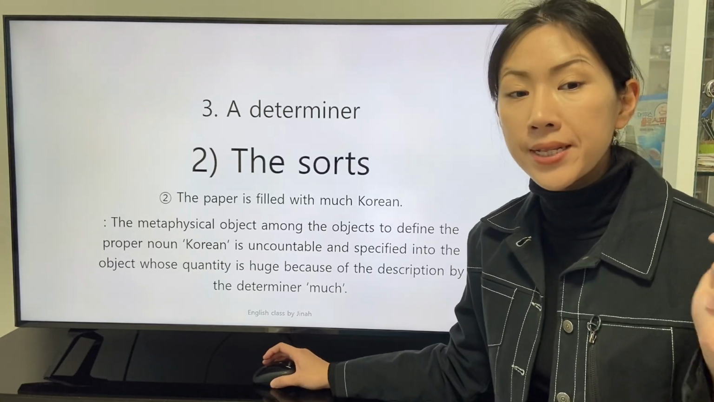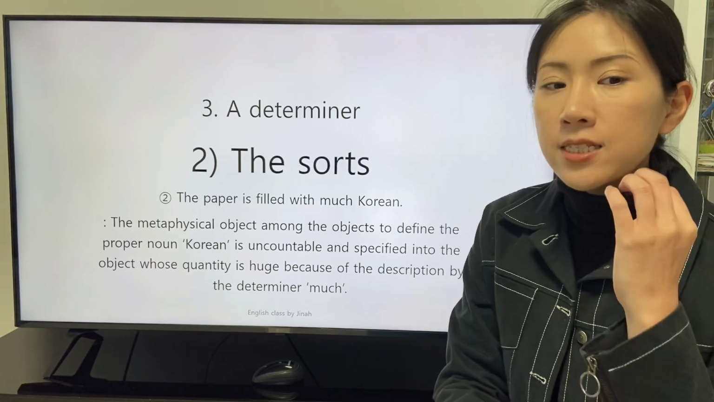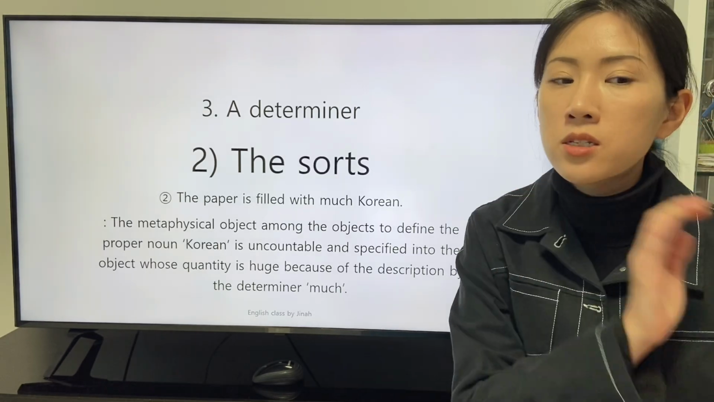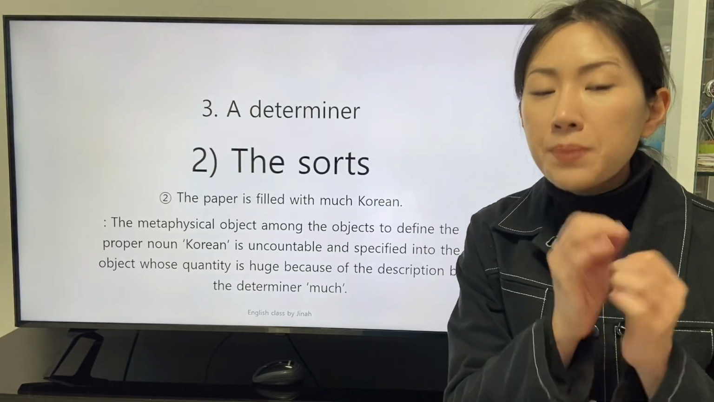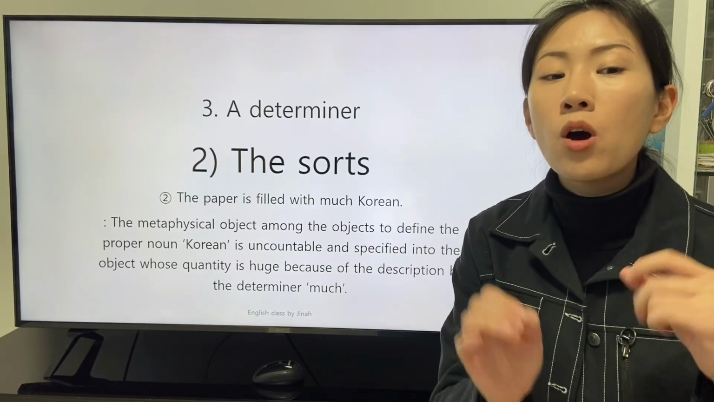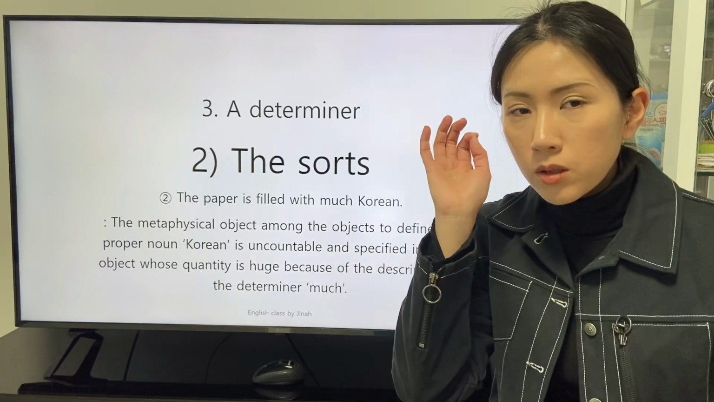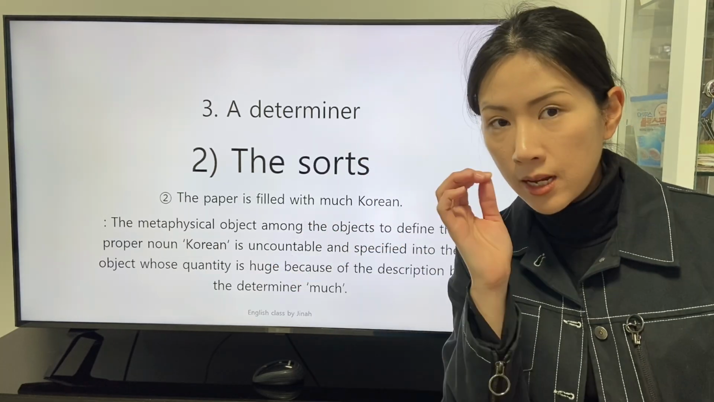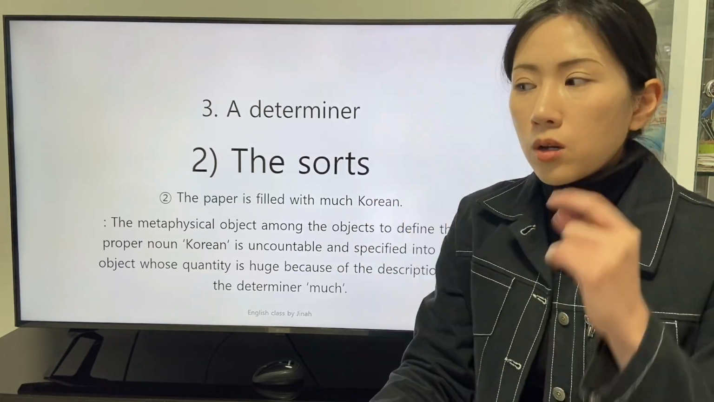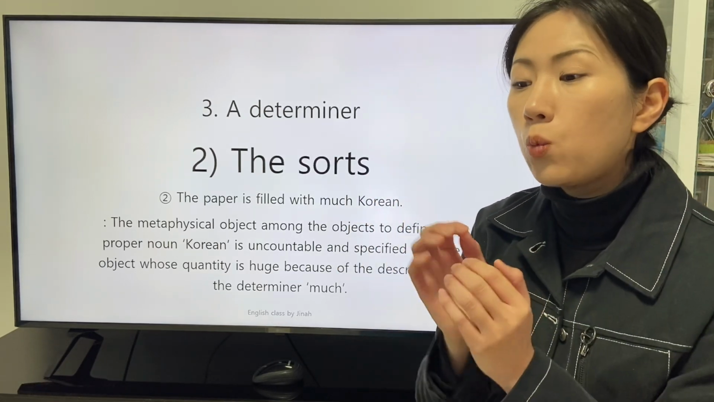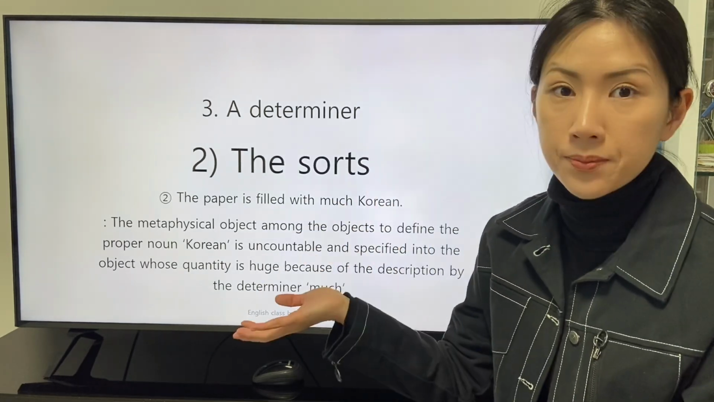The second exemplary clause is this. The paper is filled with much Korean. The metaphysical object among the objects to define the proper noun Korean is uncountable and specified into the object whose quantity is huge because of the description by the determiner much. The fact that the object is indicated by the proper noun means that we have to figure out what the object indicated by the proper noun Korean is.